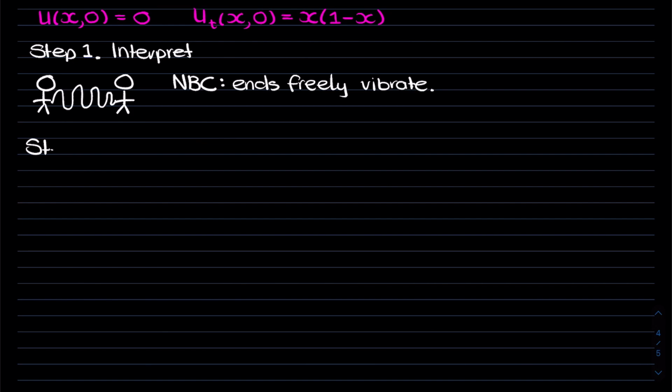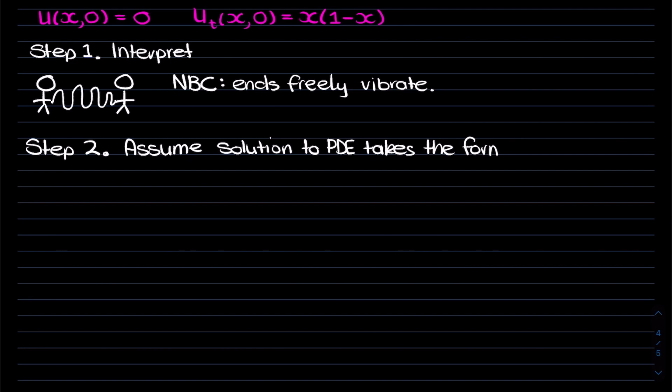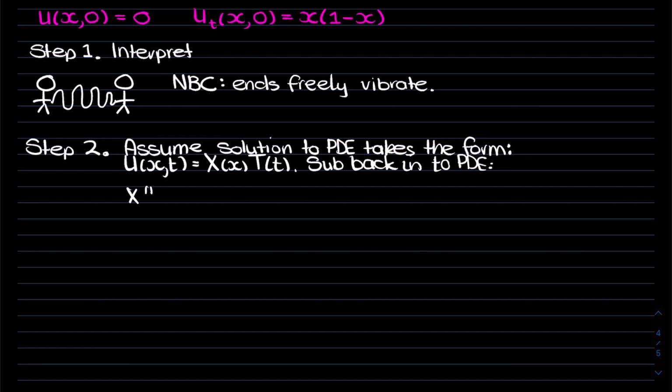So step 2, assume the solution to the PDE takes the form of u(x,t) equals X(x) T(t). Now if we sub this back into the PDE, we're going to get something that looks like this.